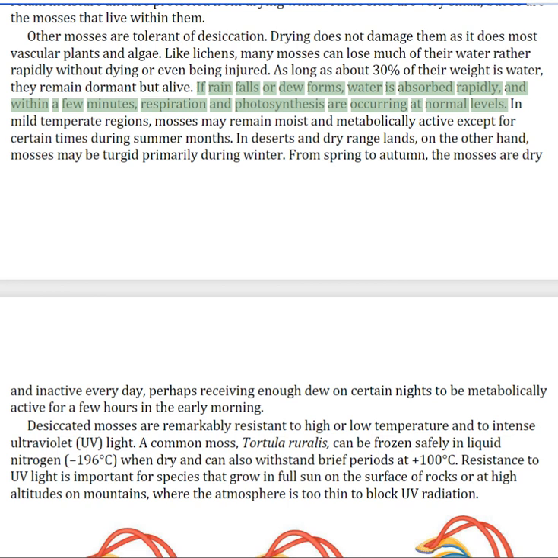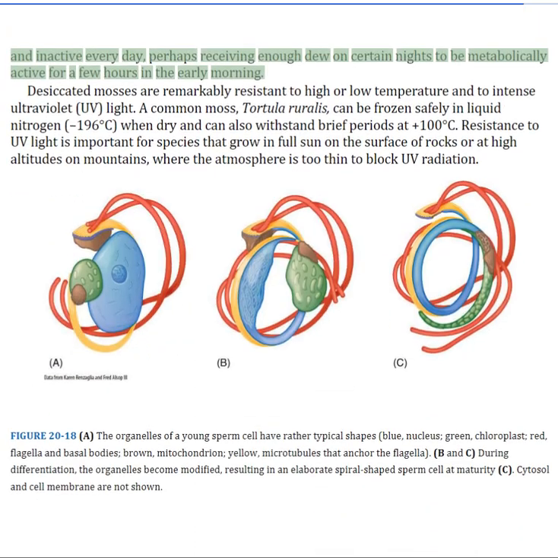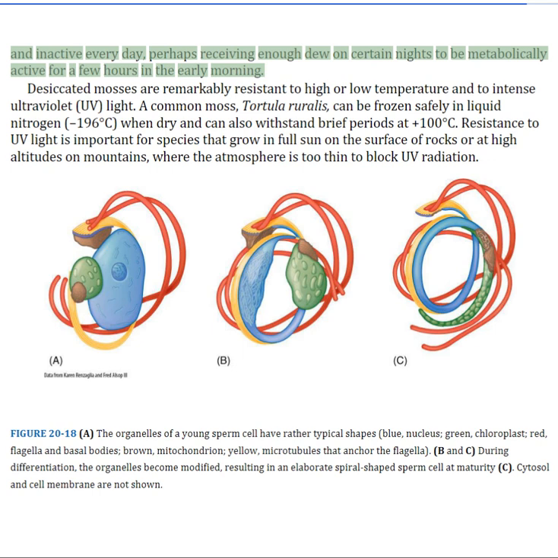In mild temperate regions, mosses may remain moist and metabolically active except for certain times during summer months. In deserts and dry rangelands, on the other hand, mosses may be turgid primarily during winter. From spring to autumn, the mosses are dry and inactive every day, perhaps receiving enough dew on certain nights to be metabolically active for a few hours in the early morning.